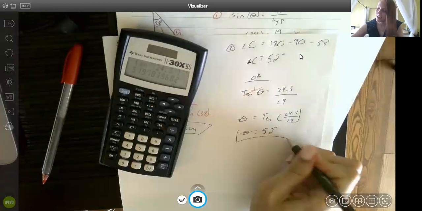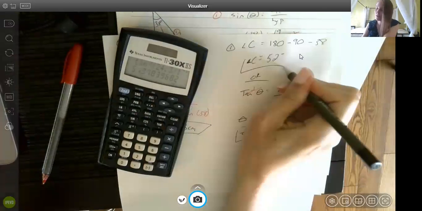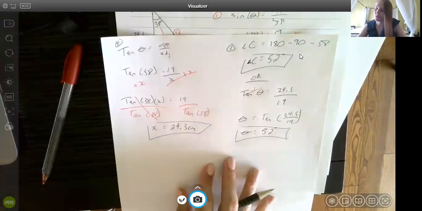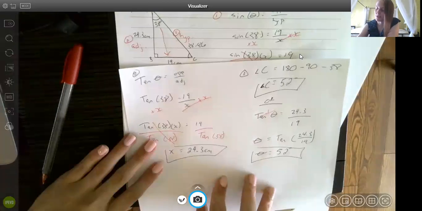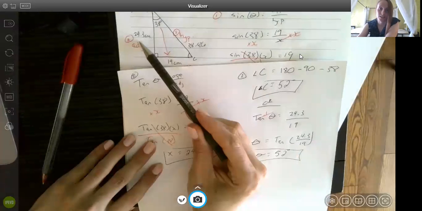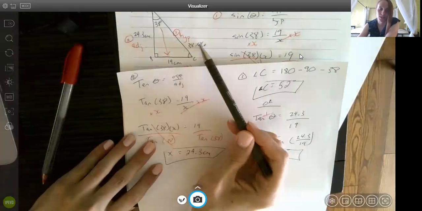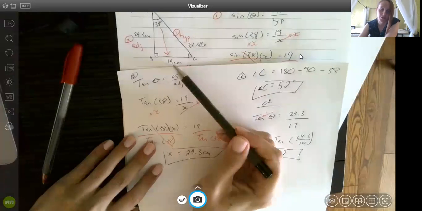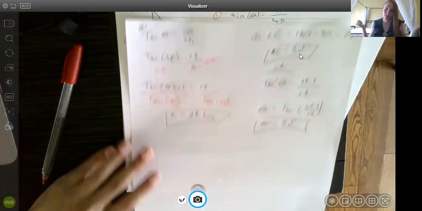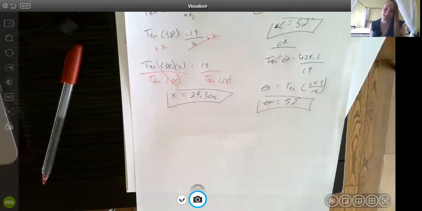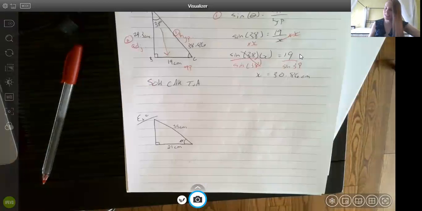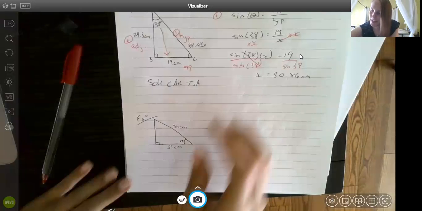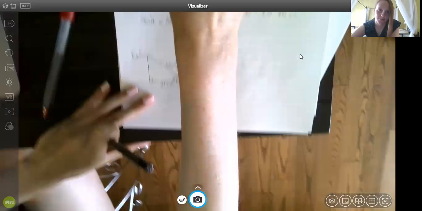Okay? And you could have just as easily used sine or cosine. If you had used sine, you would have used the opposite divided by the hypotenuse. If you had used cosine, you would have used the adjacent divided by the hypotenuse. But regardless, that's 4 different ways that you can possibly solve for that angle. All of them are equally valid. Okay, let's look at a second example here. This one at the bottom of my page here.